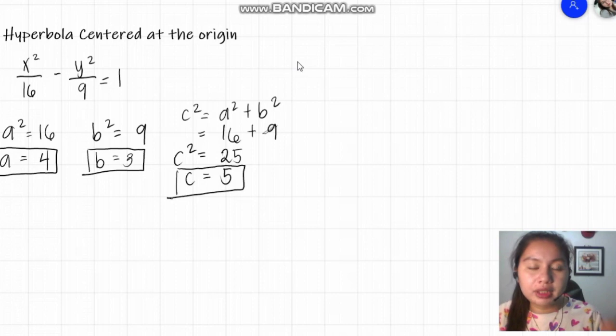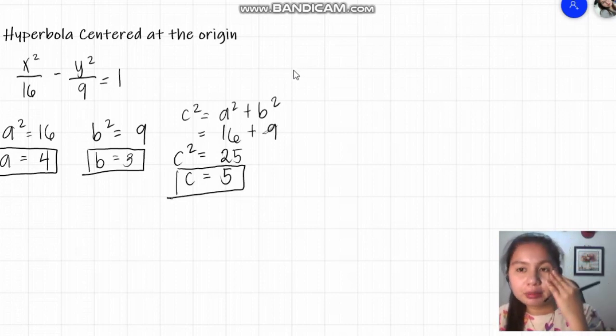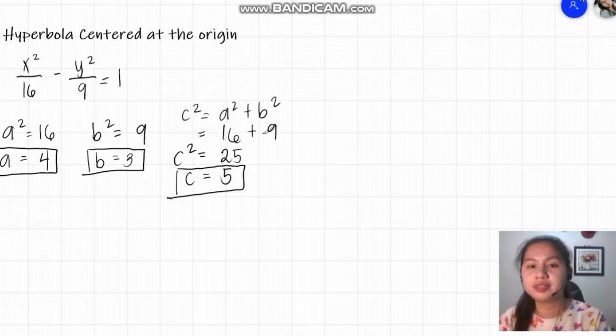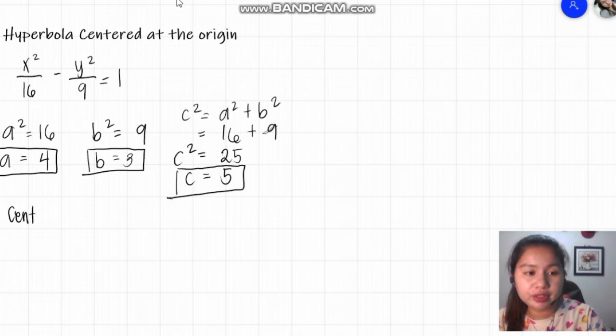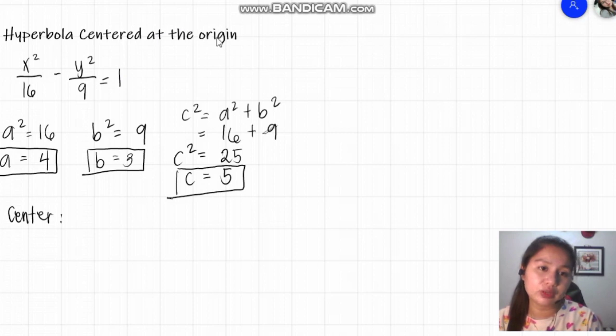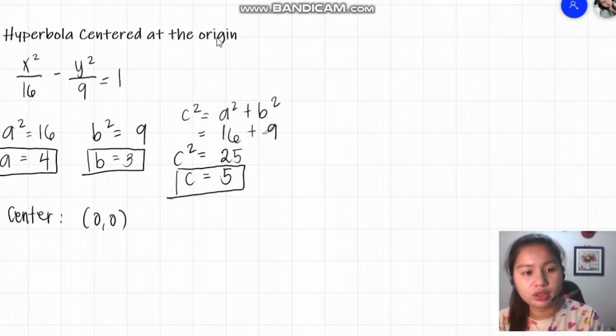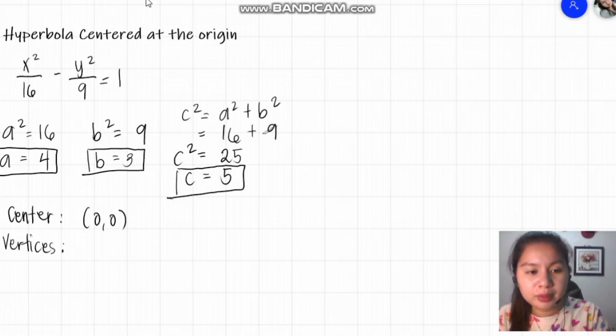Okay. So, ngayon, ma-identify na natin yung mga points na kailangan sa pag-graph. First is the center. So, ang center natin, again, kapag kaganto yung given natin, ang center niya ay origin. When we say origin, ang center natin ay naka 0, 0. Okay. Next naman natin is vertices. So, ang formula na gagamitin natin sa vertices is we have a and then 0, and then isa pa is negative a and then 0.